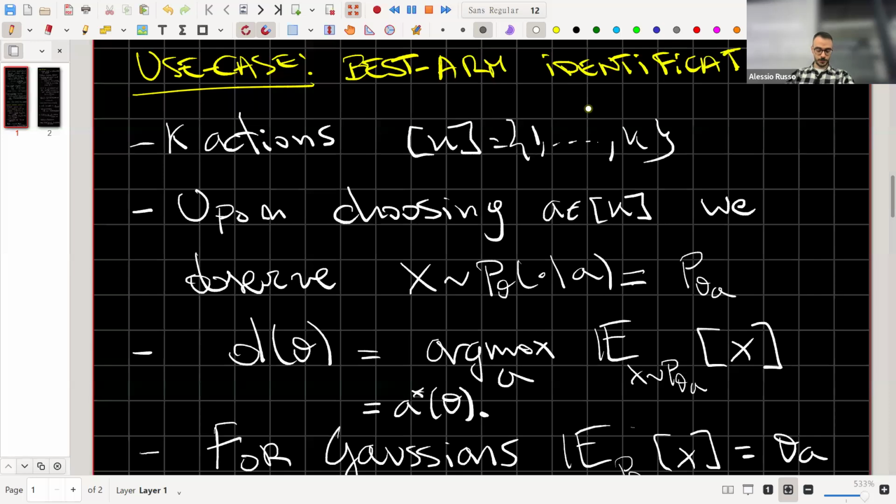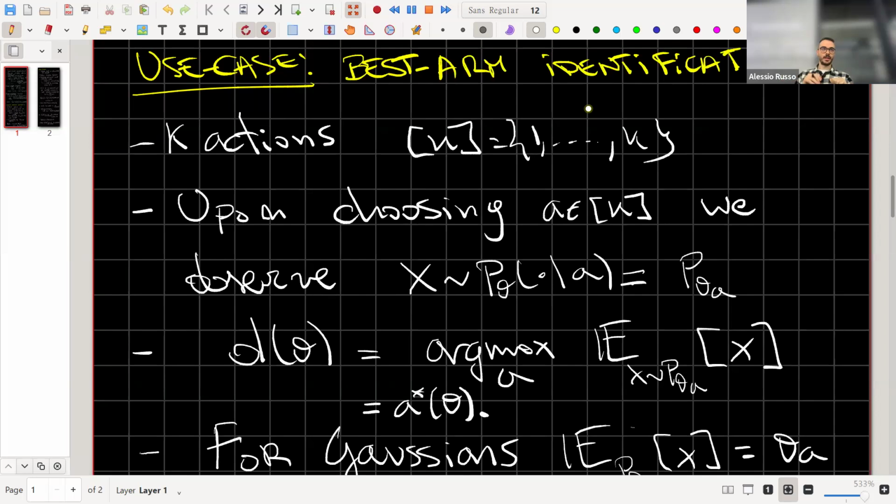Okay, if it's clear so far, we can look at the best arm identification problem. So here what we are looking at is a model called the multi-arm bandit. In the multi-arm bandit, there are k actions. What you do is try to find the action with the highest reward. That's the problem.